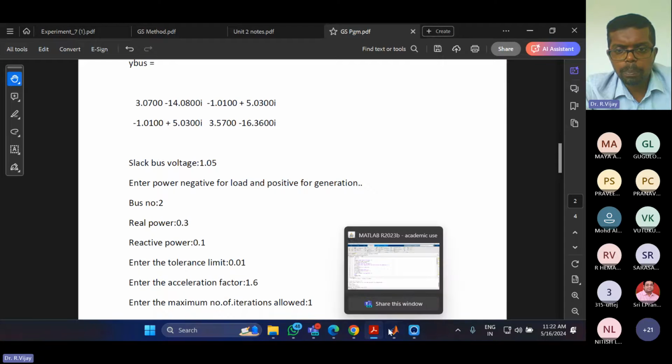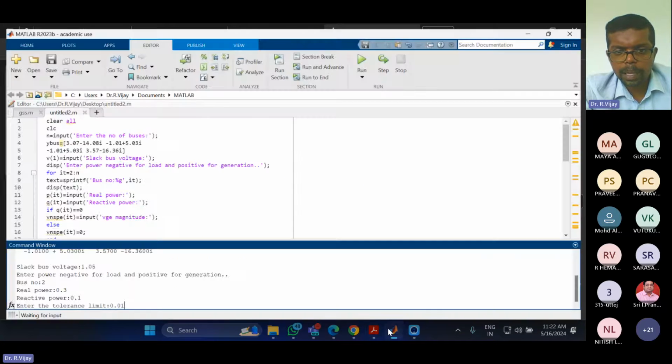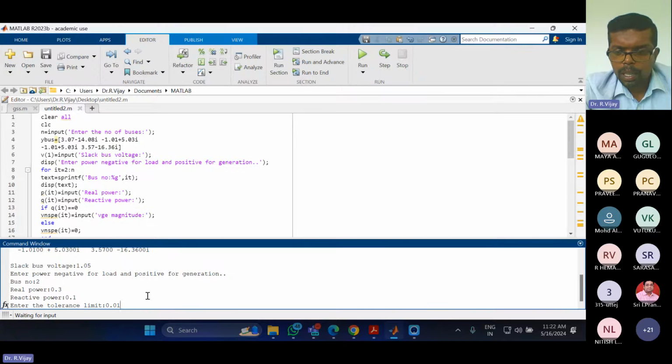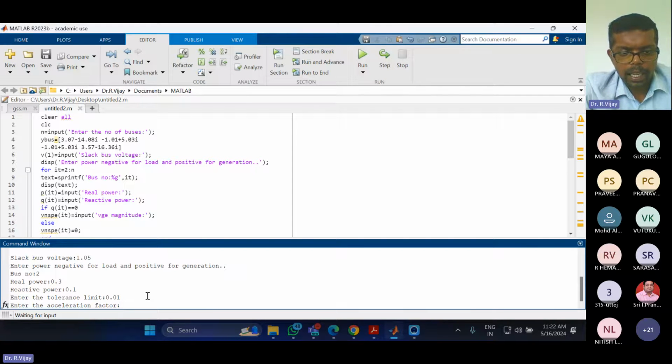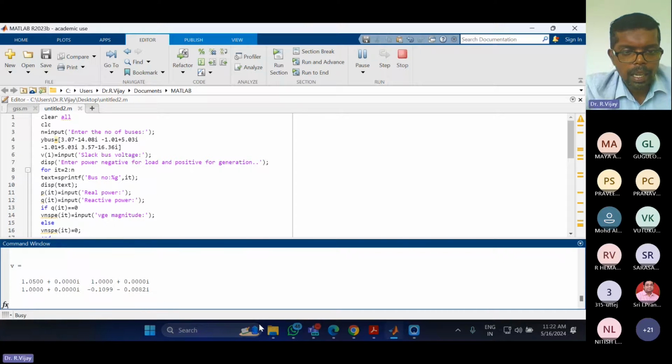Acceleration factor is 1.6, and here we are entering 1.6. The maximum number of iterations allowed, we are entering. Now you got the final voltage value here.